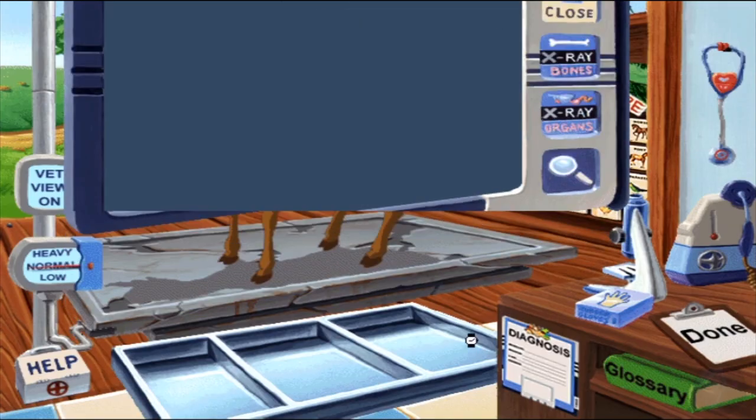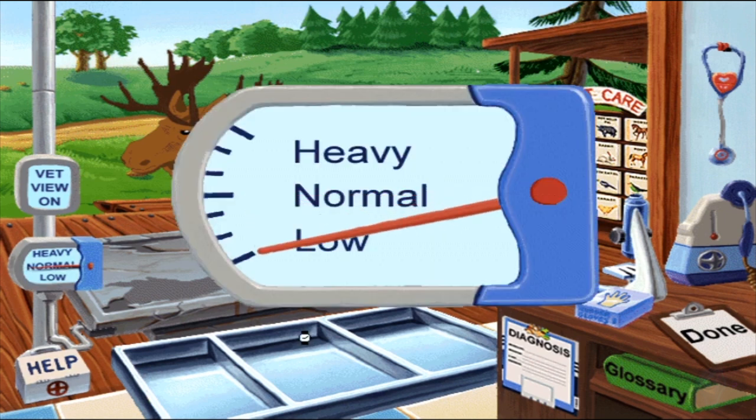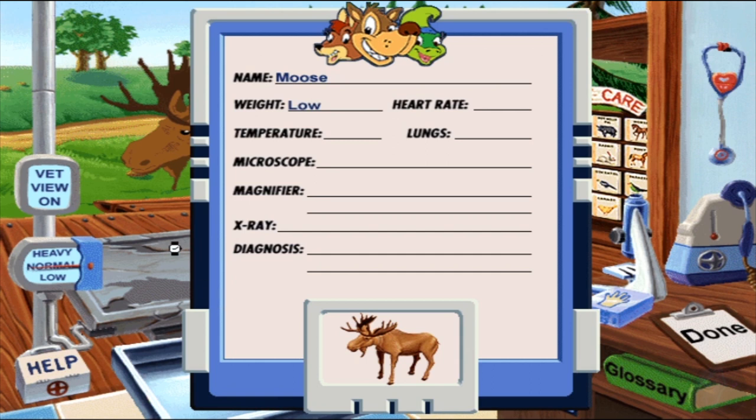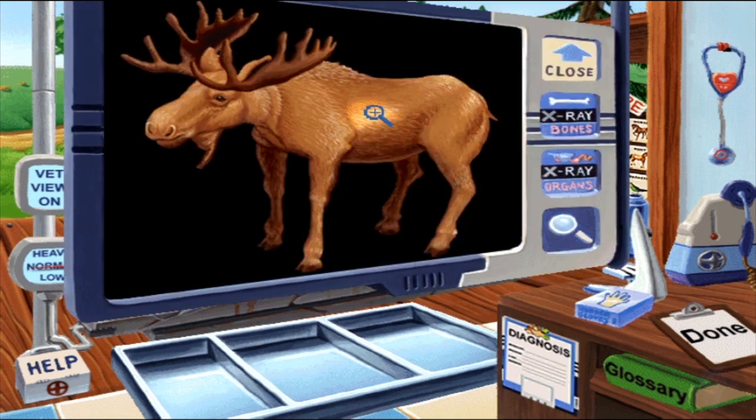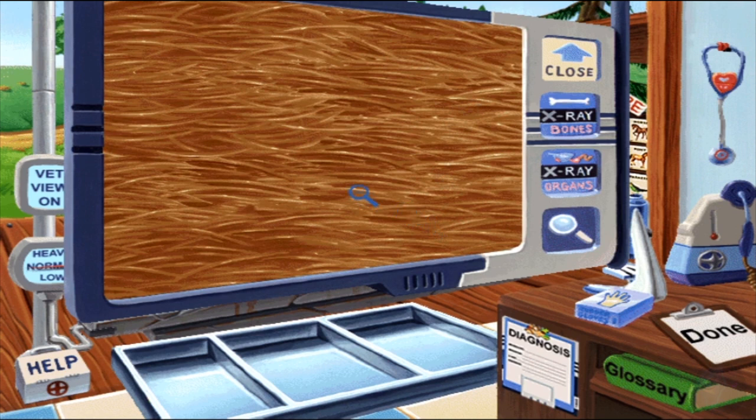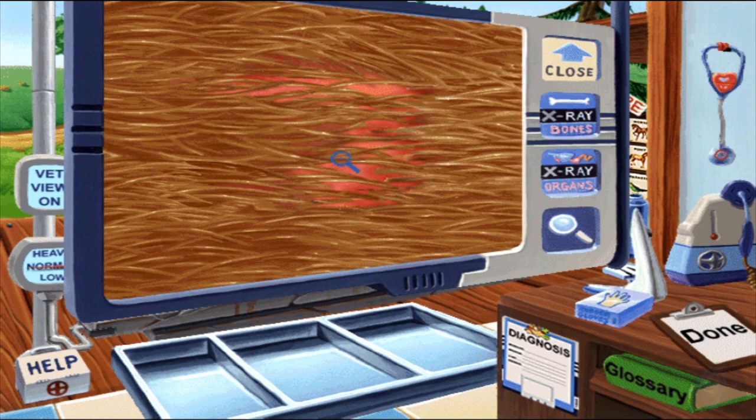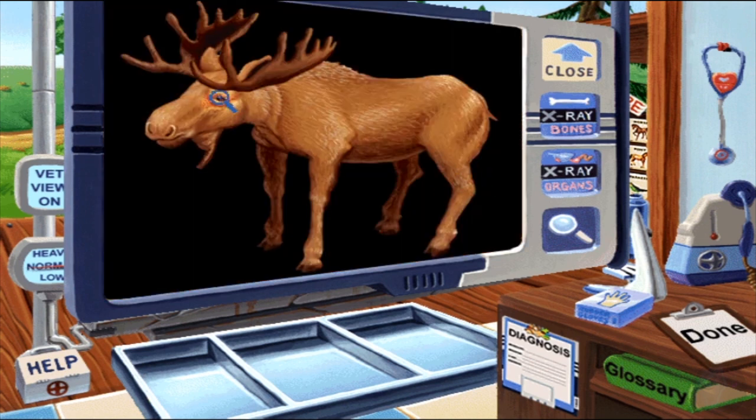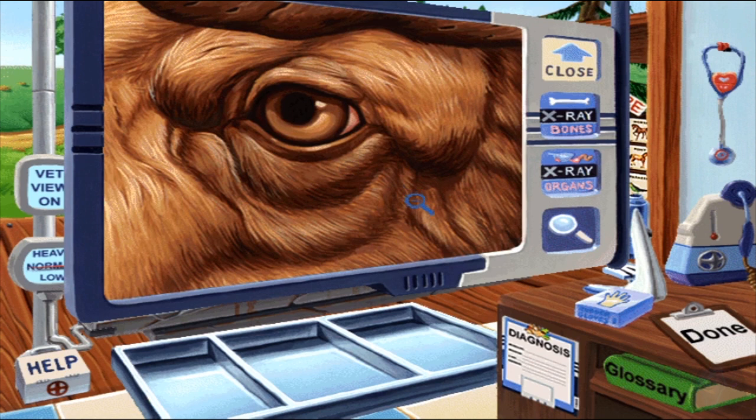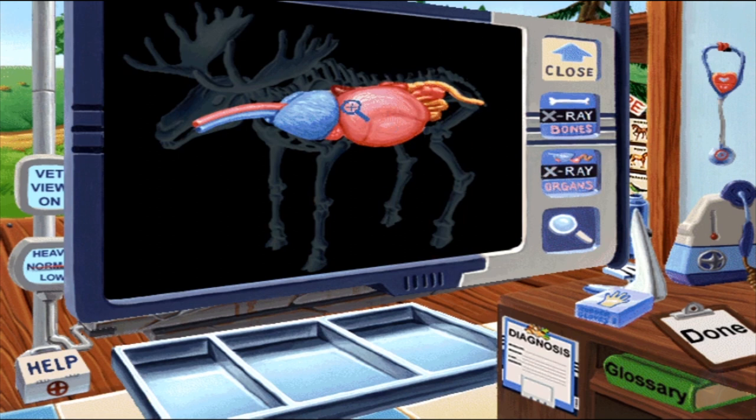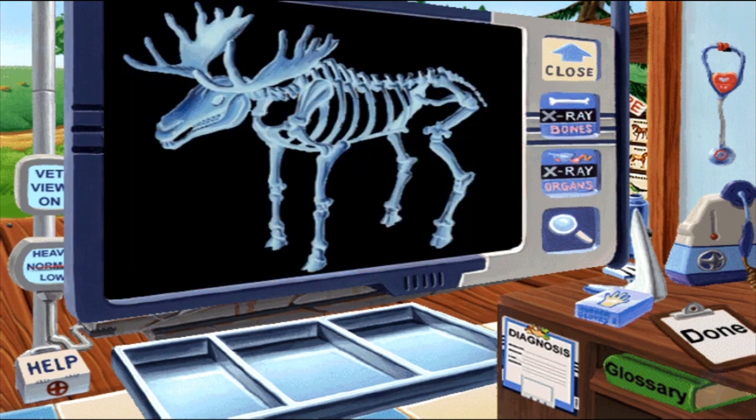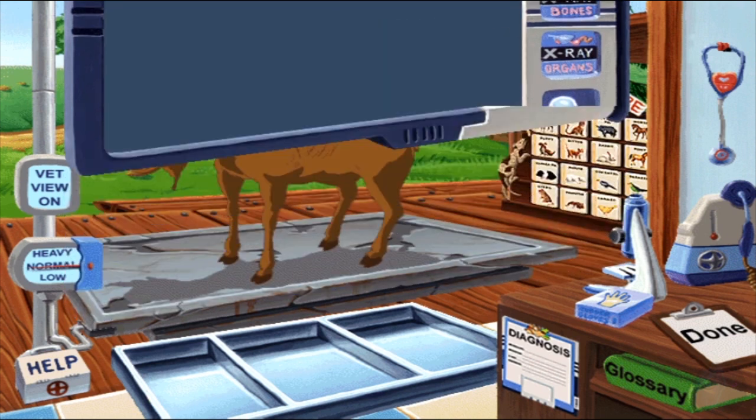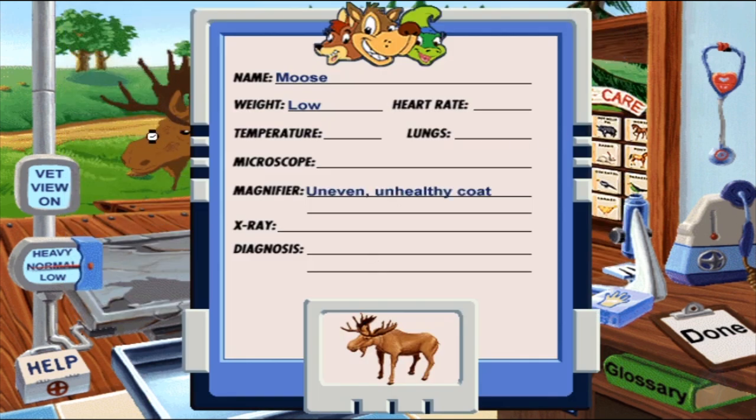Oh, you've brought an animal in for examination. This animal's weight is low. Everything looks healthy here. The moose has an uneven coat. Everything looks healthy here. Oh, there are adult worms in the intestines. I don't see any problems here. Uneven, unhealthy coat. Adult worms in intestines.